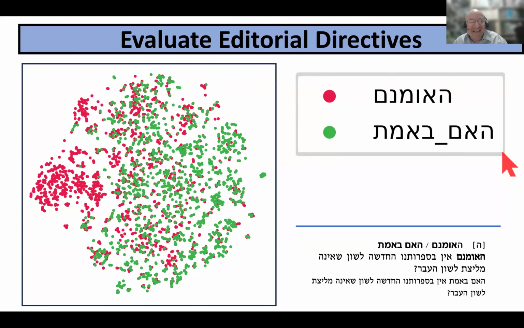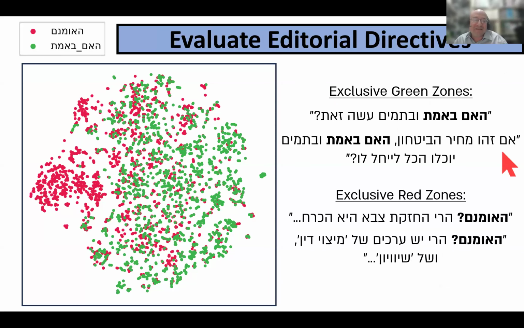There is a lot of interchange, but there are a lot of areas here where there's a lot of red where we don't have green, and vice versa. And so this needs to be constricted somehow. And the question is how? Well, we can just look at the sentences behind the dots and see. So when we look at the exclusive green zones, we find sentences like these.